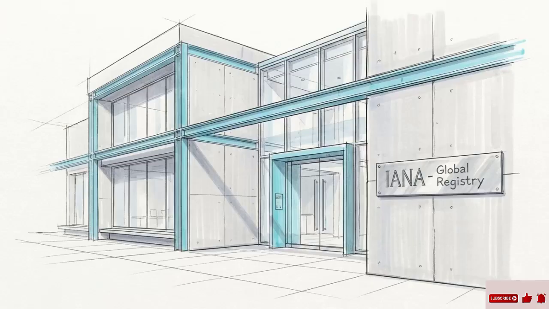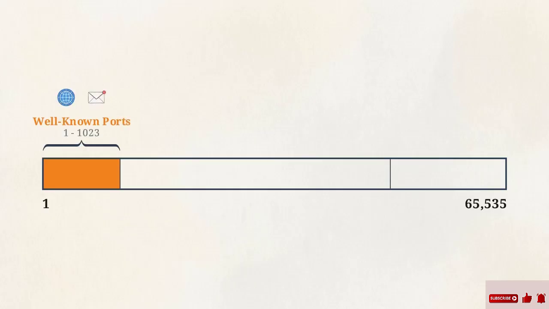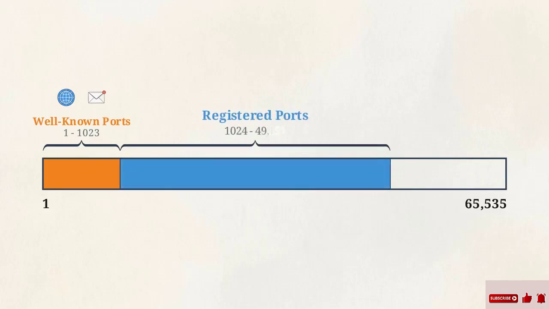To maintain this structure, the Internet Corporation for Assigned Names and Numbers, or IANA, categorizes the entire spectrum of available ports, ranging from 1 to 65,535. The first tier contains well-known ports, spanning from 1 to 1023. These serve as permanent, universally recognized destination doors for core internet services, like standard HTTP and SMTP.